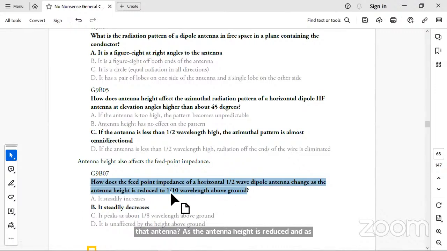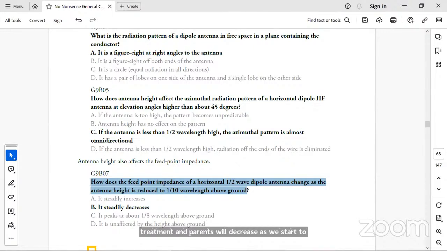In other words, we are lowering that horizontally mounted half-wave dipole antenna, but we are lowering it to what kind of distance above the ground? 1/10 the wavelength above ground. And we said in the theory that once we start to do that, the feed point impedance will decrease as we start to reduce that height above ground.